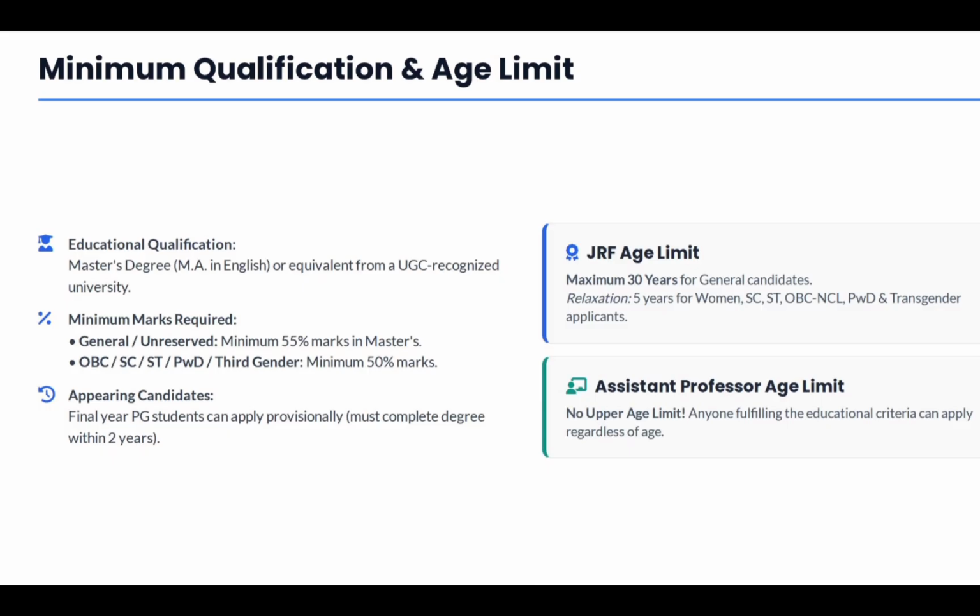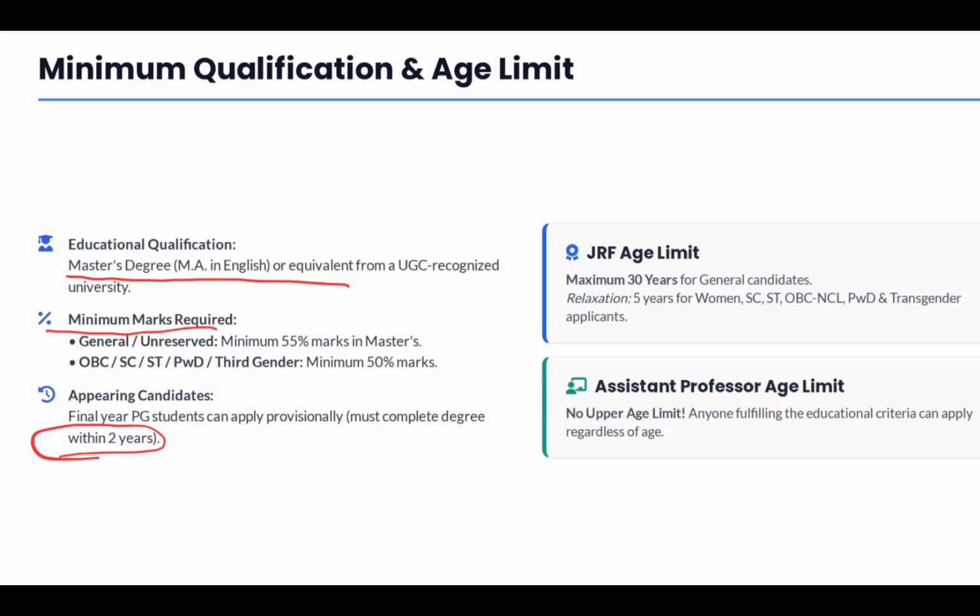Minimum qualification and age limit. A master's degree is the minimum qualification, and if you are in the final year of your masters, you can also appear. If you have just enrolled yourself in masters, you can also apply for this examination, but your masters should be completed within 2 years. Final year PG students can apply, but must complete the degree within 2 years.